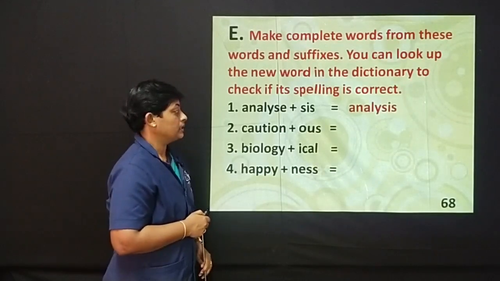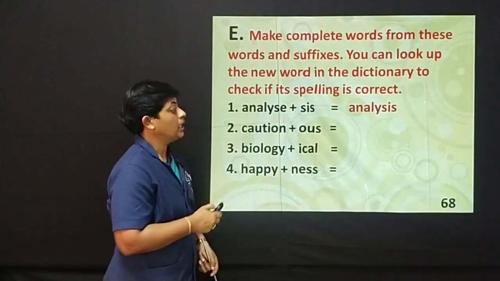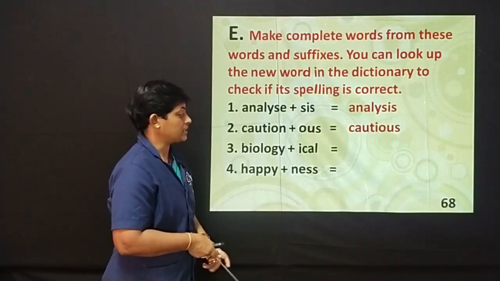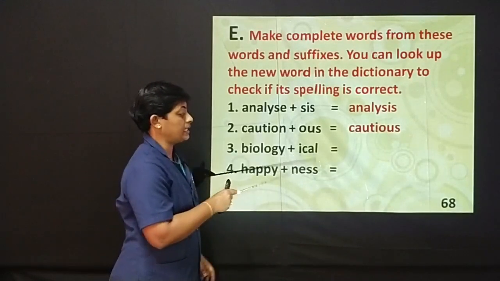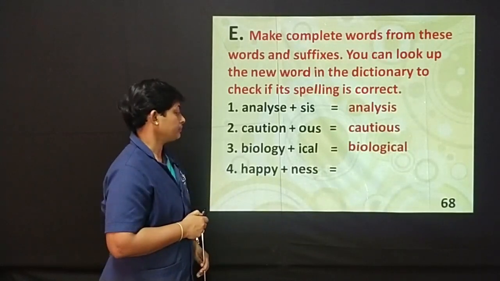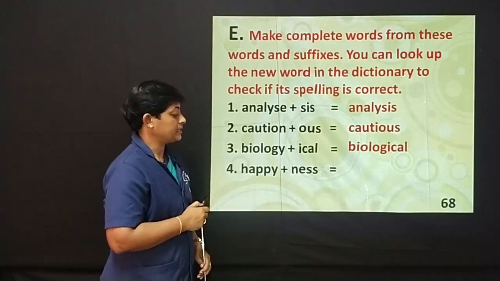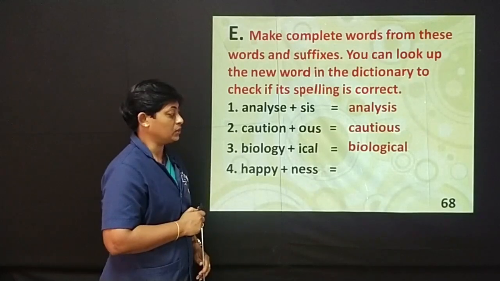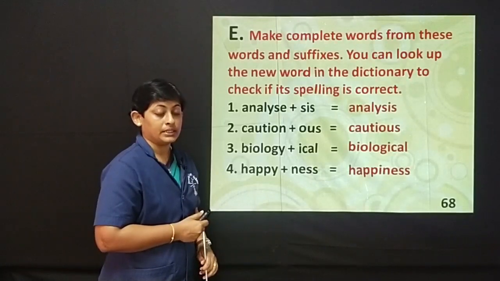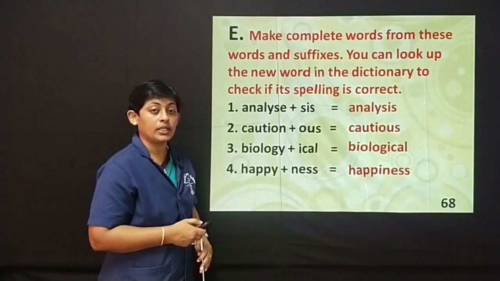2. Caution. The suffix is ous. Your answer will be cautious. 3. Biology. Your suffix is ical and your answer will be biological. 4. Happy plus the suffix is ness. The new word will be happiness. Please take up a dictionary and find out the meanings of it. Complete this exercise in your textbook itself.